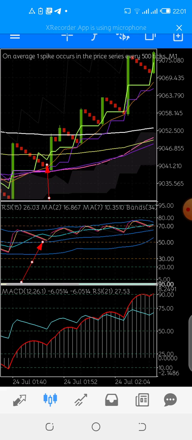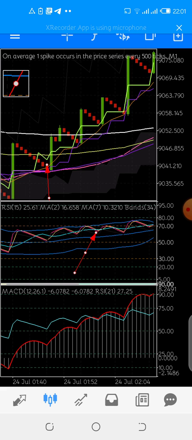On the TDI window, it reached the middle Bollinger Band, which is the market baseline. It spiked. Here, it just crossed a bit the moving average 2. It spiked. Here, it reached again the moving average 2. It spiked. And then here, it came to the middle Bollinger Band, which is the market baseline, and it spiked.